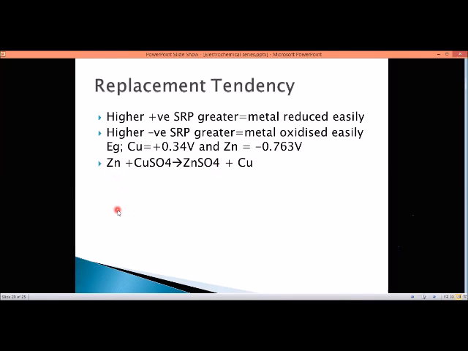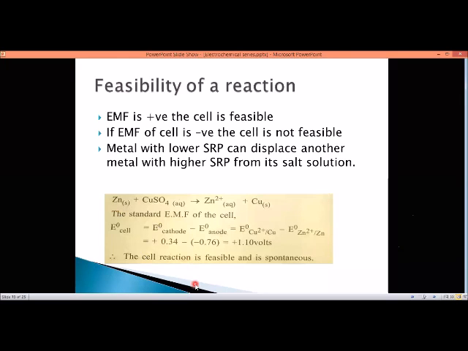Okay. Again, let's understand here. In the previous slide I told you, what is the value of zinc? The value of zinc is minus 0.76. Minus 0.76 means it has a lower SRP value. Since it has a lower standard reduction potential value, what will happen? The zinc will break down into Zn2+ easily. Whereas copper 2+ ion getting converted into copper, the value is how much? Plus 0.34. So that value is higher.